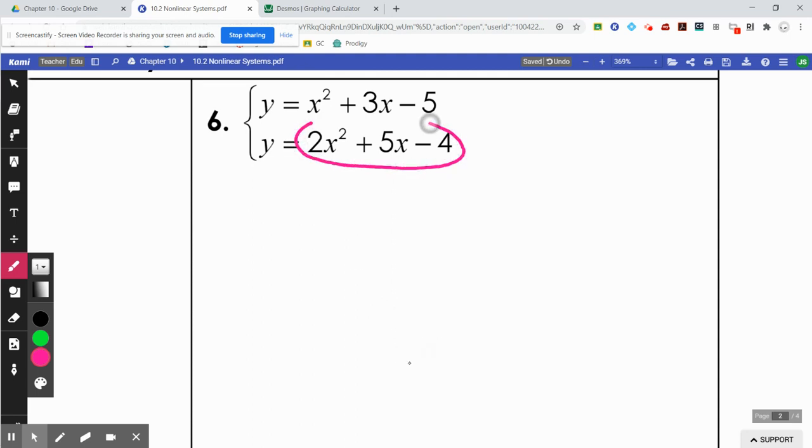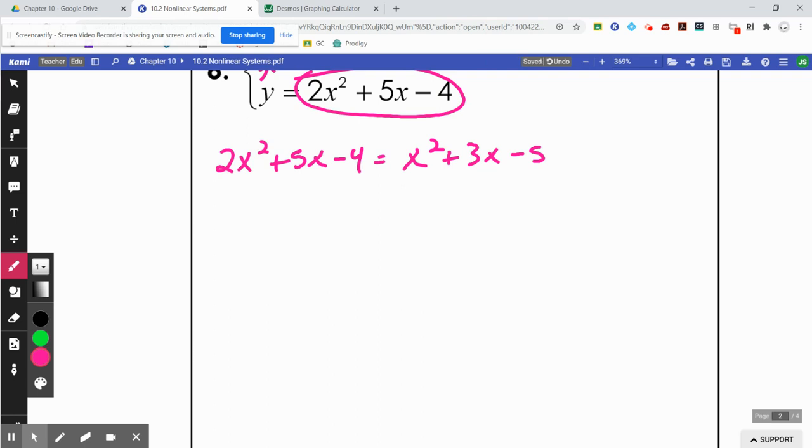Well, since y is equal to this, go back up here where you have a y and replace it with that. That gives you 2x squared plus 5x minus 4 equals x squared plus 3x minus 5. It is quadratic, so move everything to the same side. Subtract x squared gives you 1x squared. Subtract 3x gives you 2x. Add 5 gives you 1.